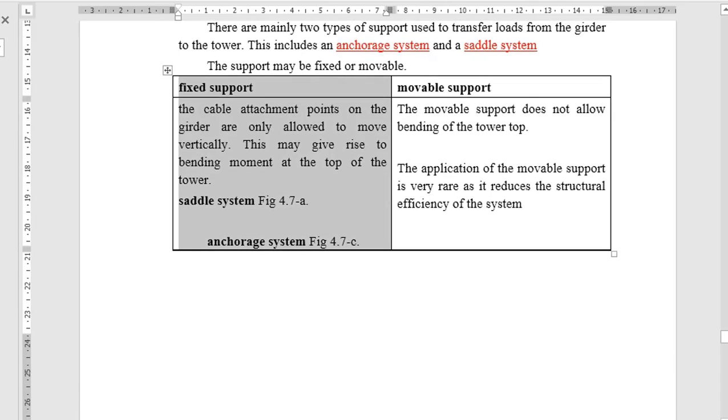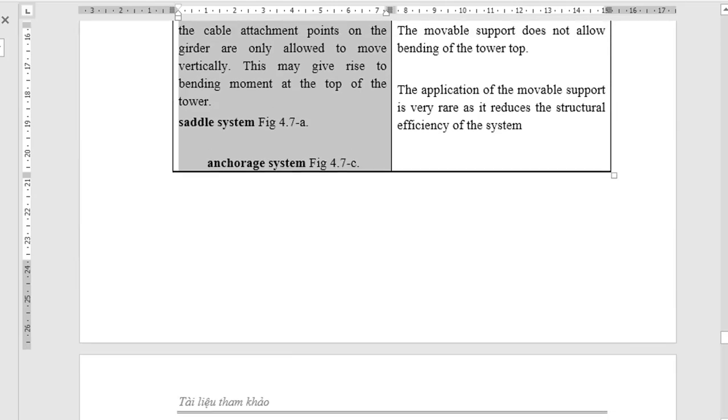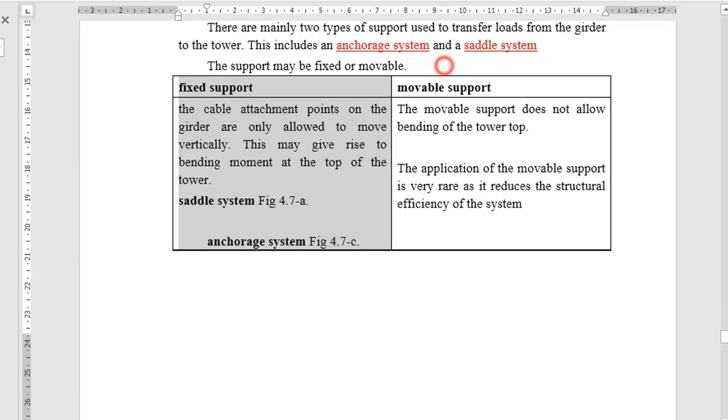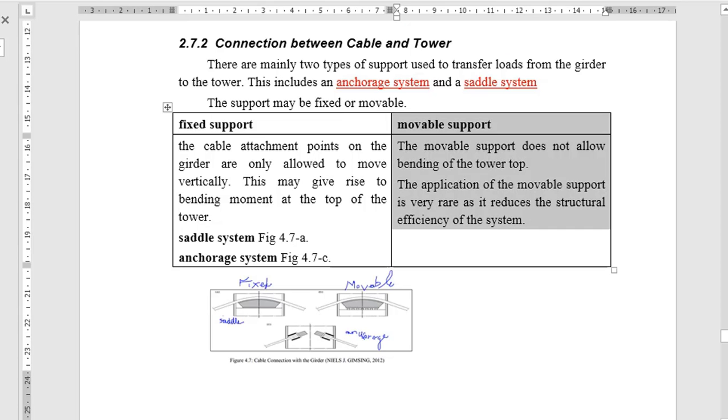Fixed support. The cable attachment points on the girder are only allowed to move vertically. This may give rise to bending moment at the top of the tower. Saddle system, anchorage system. Movable support. The movable support does not allow bending of the tower top. The application of the movable support is very rare as it reduces the structural efficiency of the system.